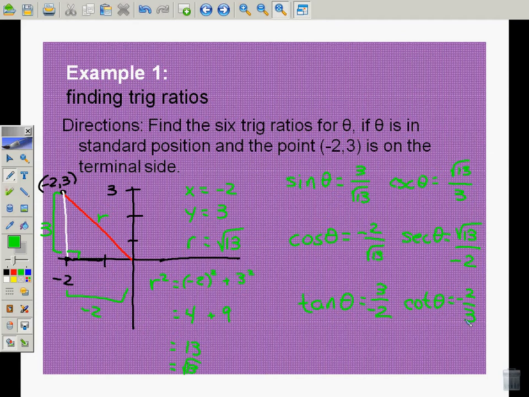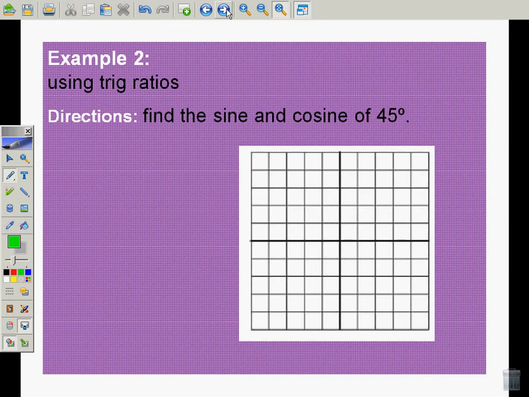Of note, you'll notice I have square roots. You don't need to rationalize the denominator unless I tell you to. So you can leave the square root of 13 in the denominator unless they tell you to rationalize the denominator. Okay? Now, how else does this happen?